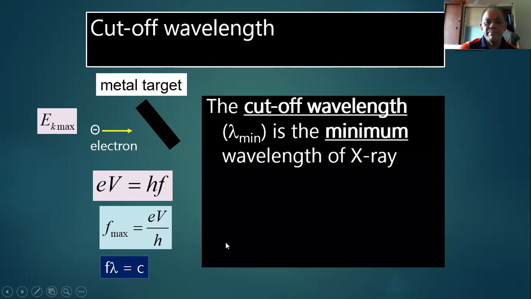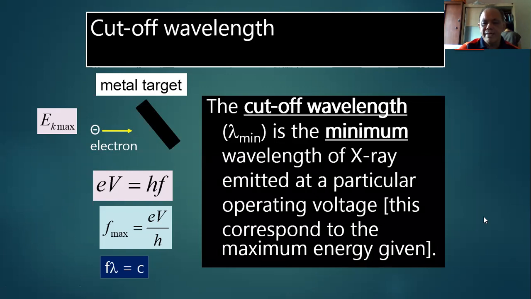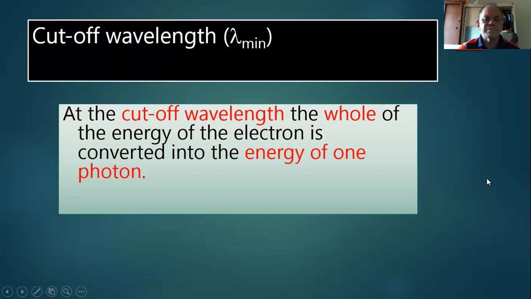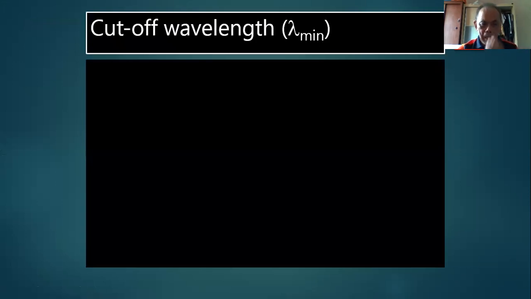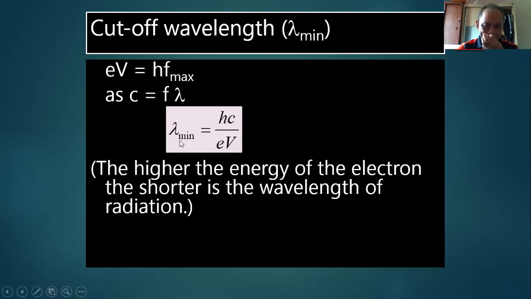Cutoff wavelength is the minimum wavelength of X-ray emitted at a particular operating voltage. This corresponds to the maximum energy of the electron given to the target. Right? So at the cutoff wavelength, all the energy of the electron is given to produce the X-ray photon. Okay, that's how we get that minimum. Combine all these formulas to get that.